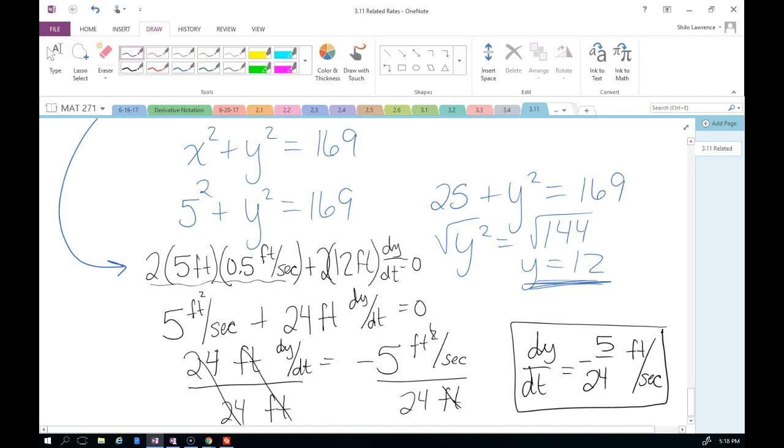So the trick on this one is that once we go through and we differentiate with respect to t, we realize that we don't have all of the values we need, but we can always go back to this original equation and get any values that are missing so that we can keep going.